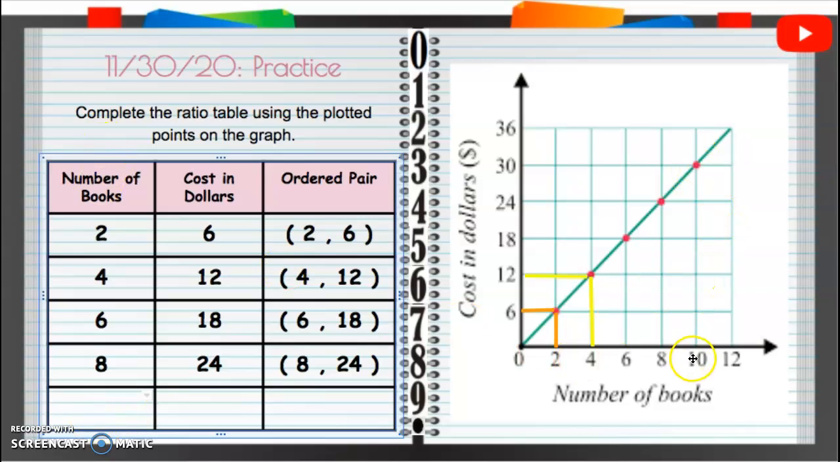And last but not least, we have 10 books, which is going to cost us $30. 10 books, $30. Our ordered pair, 10 books and $30. And there you have it. That's it. Great job.